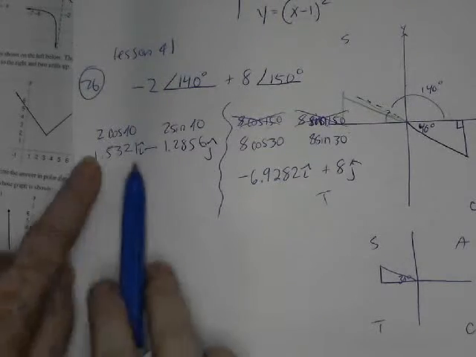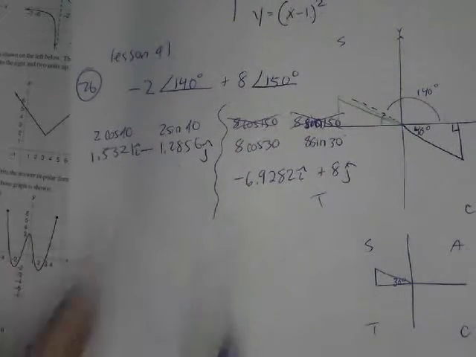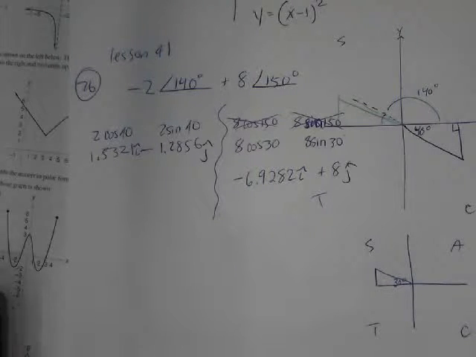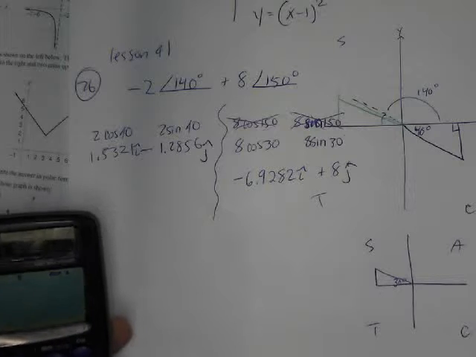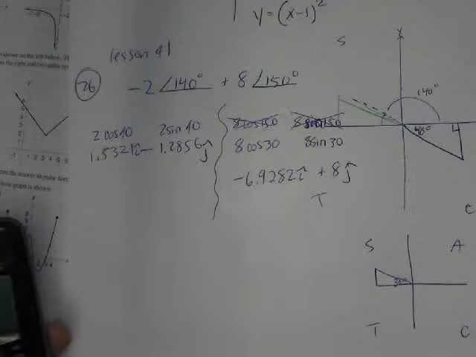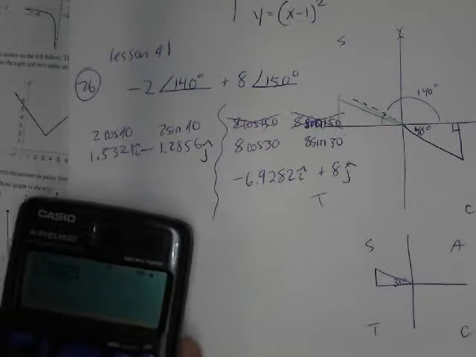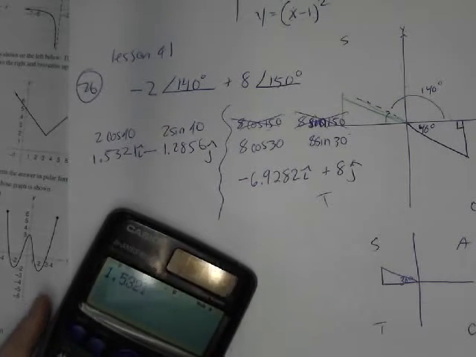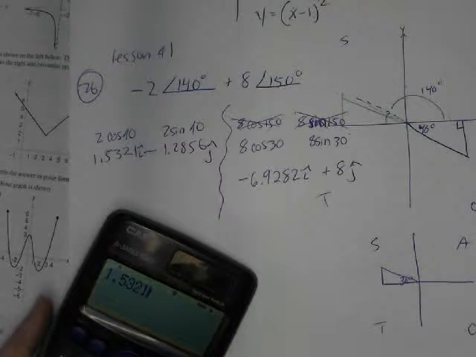So now I'm going to add the I hats to each other and add the j hats to each other. I'm just going to do that on my calculator. I'm just adding the two I hats together, so 1.5321.